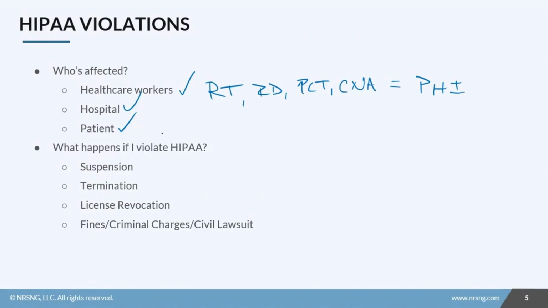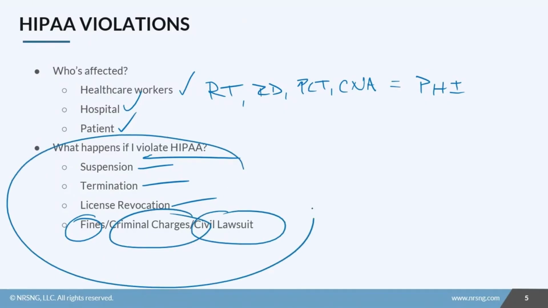The question then becomes, what happens if I violate HIPAA? Well, you could be suspended. You could be fired. You could lose your license. You could be fined. You could face a civil lawsuit. You could face criminal charges, or you can face all of this stuff. It's not just that you'll get one little tiny slap on the wrist. It's that you could actually lose your career and all that you're working for now. So don't share private info about your patient. It is a federal law.